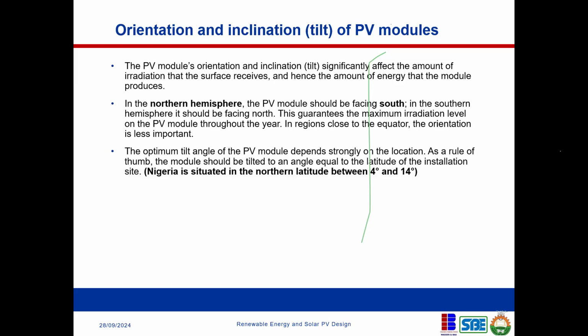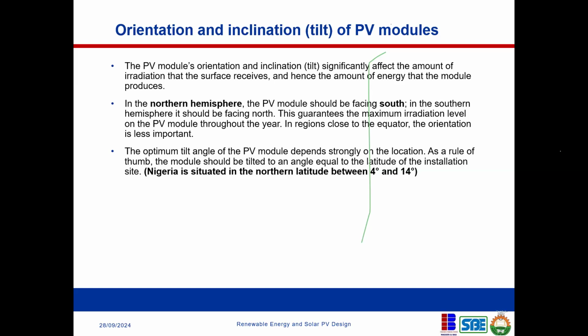Now, let me just talk about Nigeria. The optimal tilt angle of the PV module depends strongly on the location. Now we're talking about tilt angle. The first one, we were talking about orientation. If the location is in the northern hemisphere, then your solar panel should face south. If your location is in the southern hemisphere, your solar panel should face north.